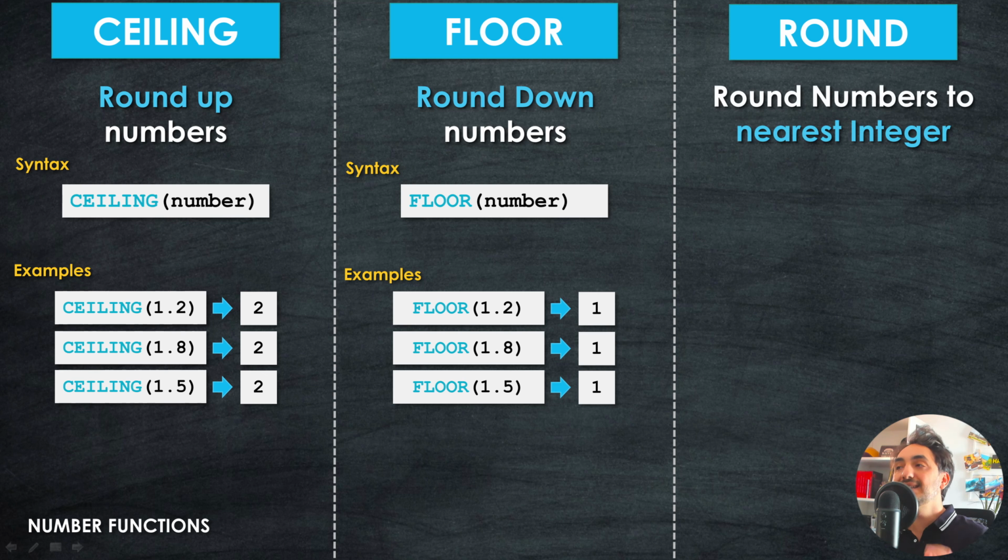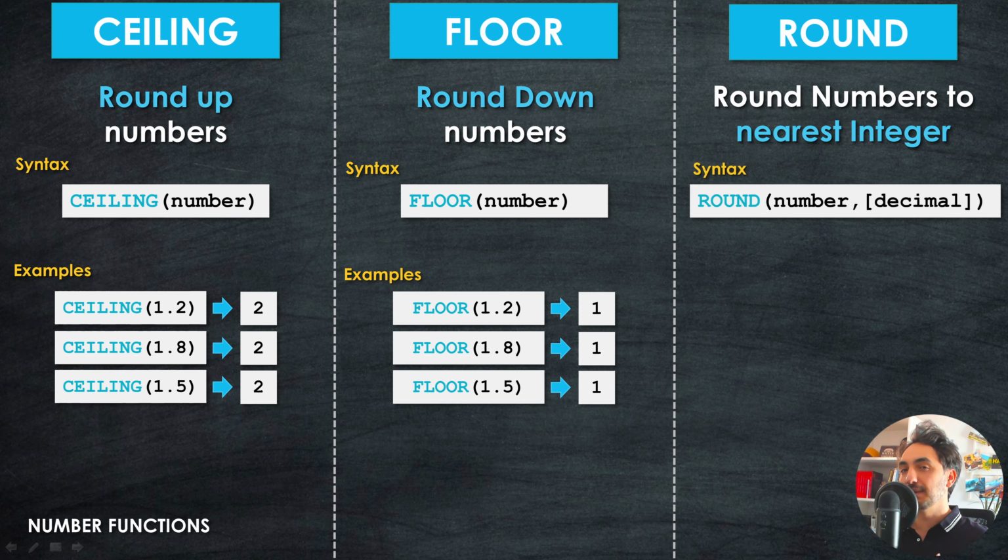We have the round. It's gonna round the numbers to the nearest integer. The syntax for that is gonna be a little bit different. We have round, then the original number, then we have a decimal. Here it's optional, of course. Here we can decide whether we're gonna see, for example, 1 decimal or 2 decimals, and if you leave it empty, it's gonna round it to a whole number.